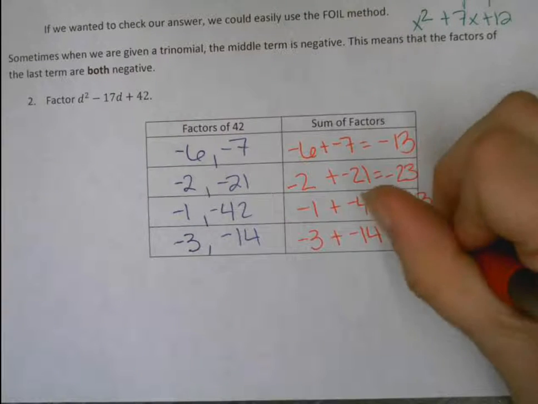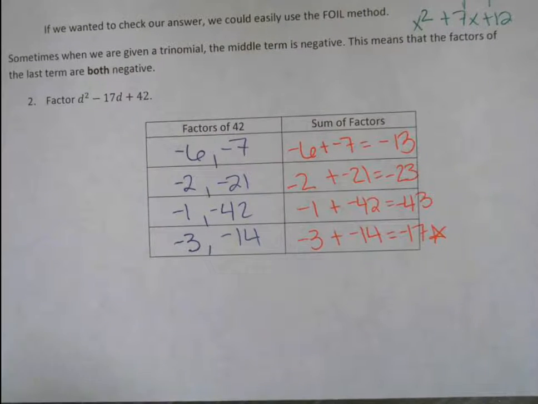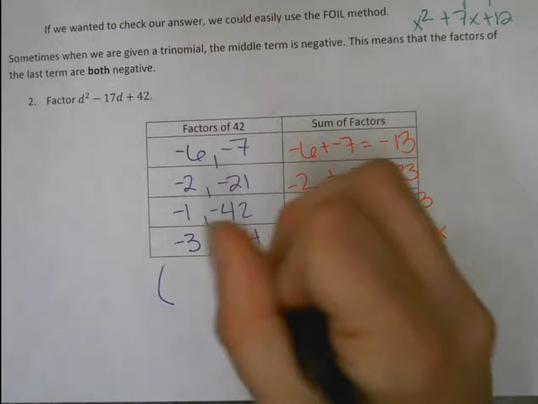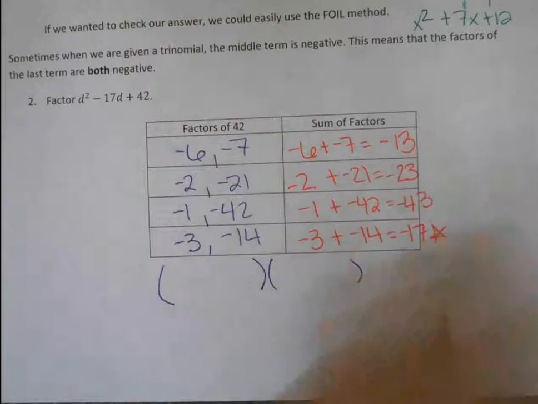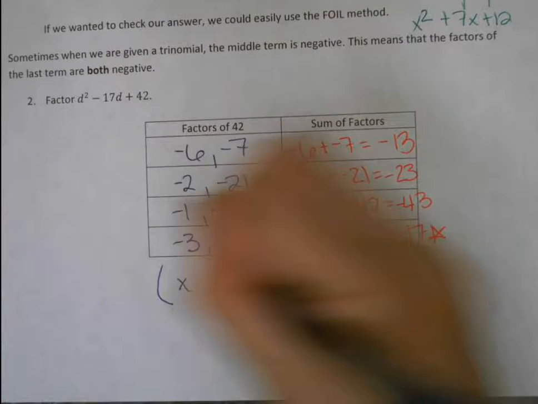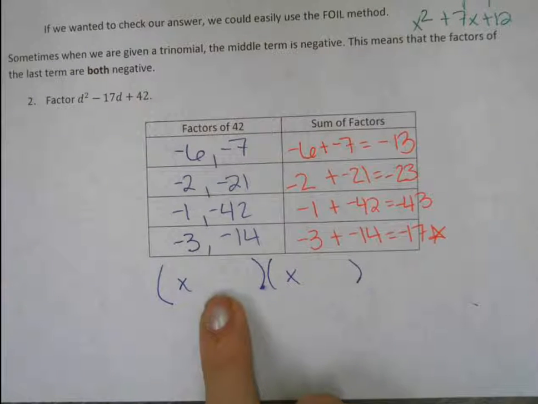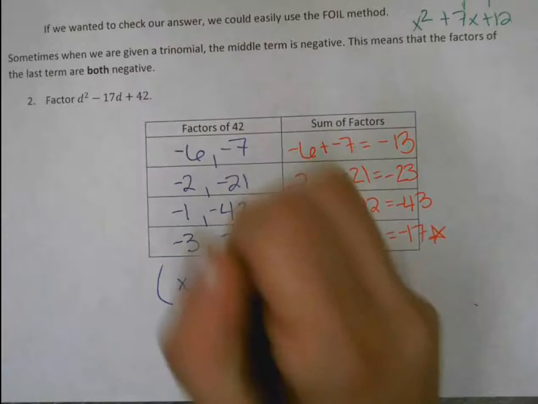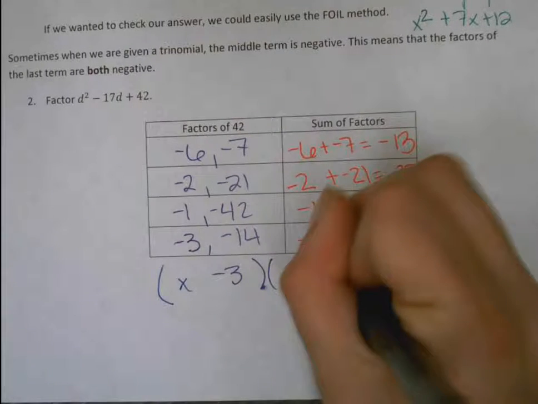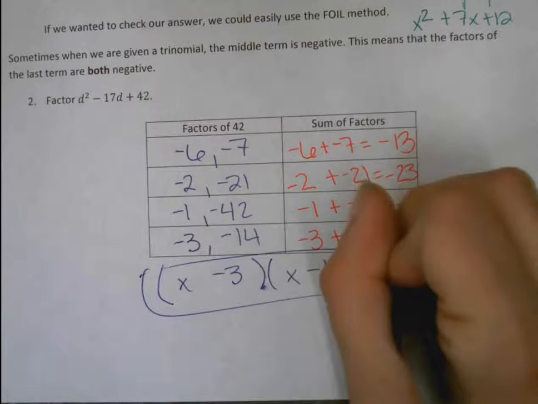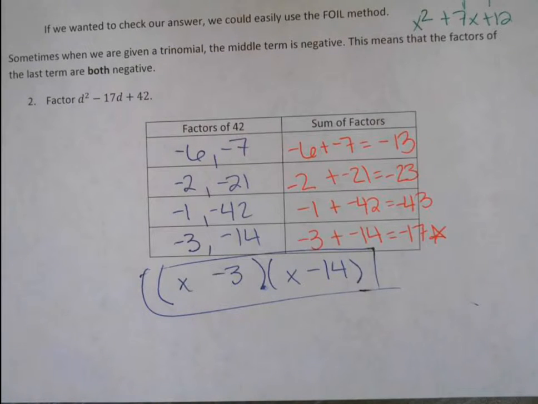The last one. So what I'm going to do is write my answer. I'm going to have two sets of parentheses. I always have x at the beginning. And then what goes in the two blanks? Negative 3 and negative 14. And that's my answer. Questions here?